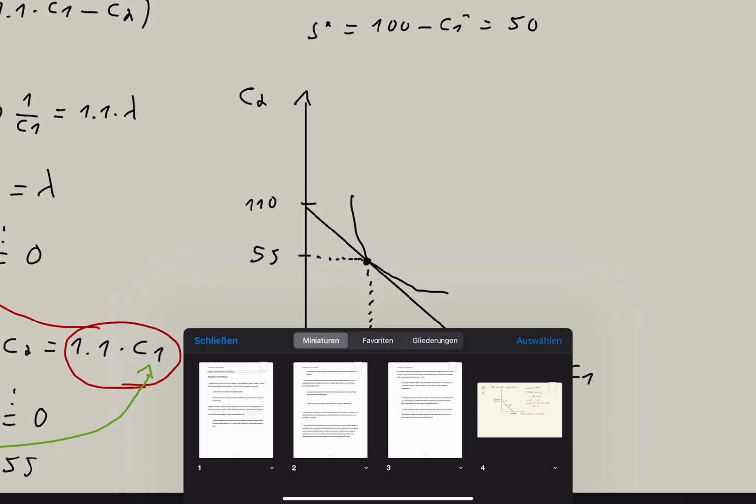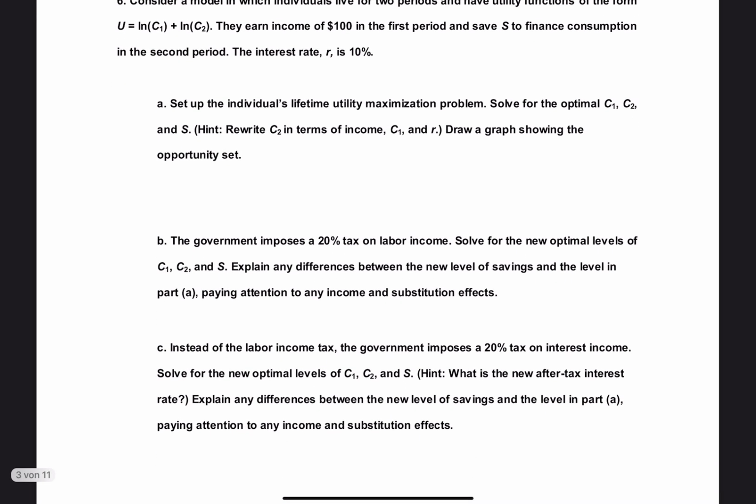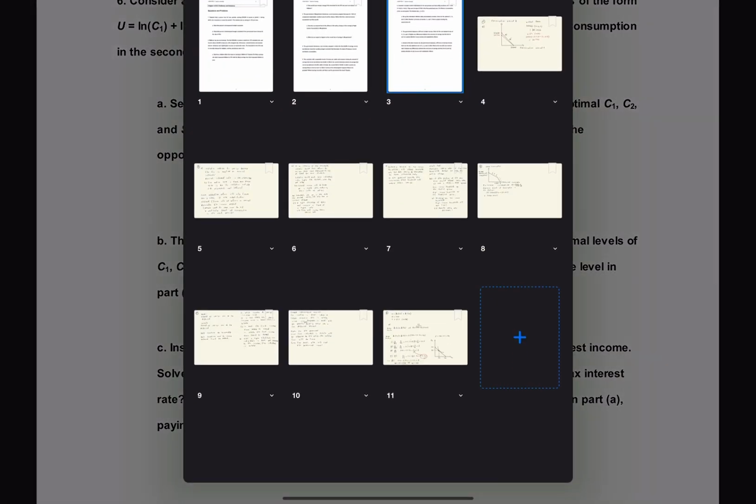Okay, so this brings us to sub-exercise number 2. Now we have taxes. So now we have a government which is imposing a 20% tax on labor income. And again, we are asked to solve for the optimal levels of consumption and savings. We are also asked to explain the differences between the new level of savings and the level that we found in sub-exercise A, and to relate this to the income and substitution effects.